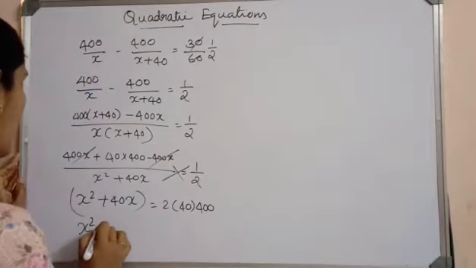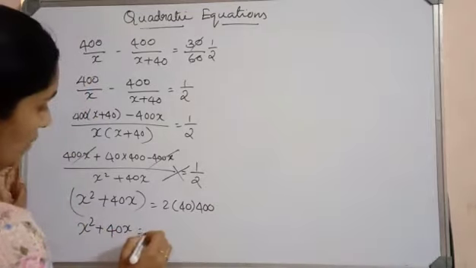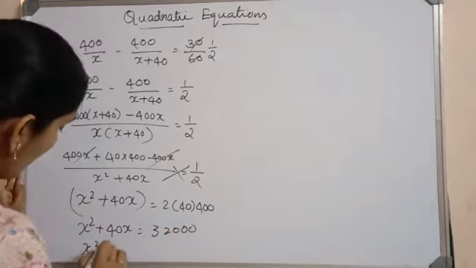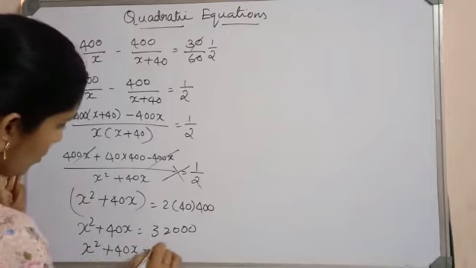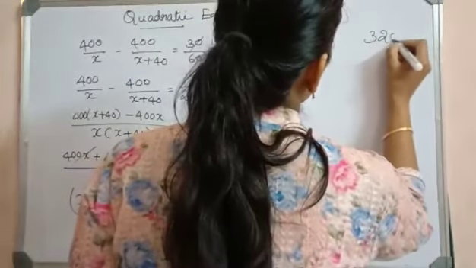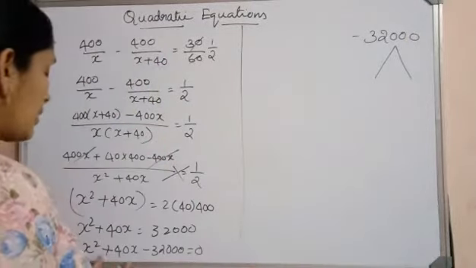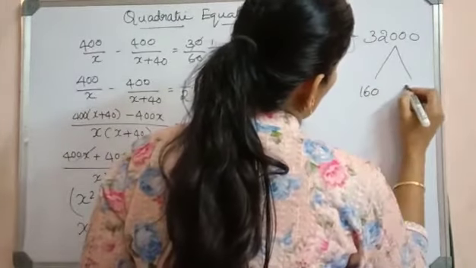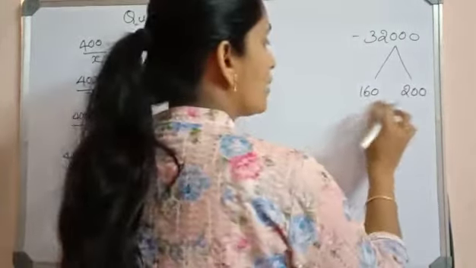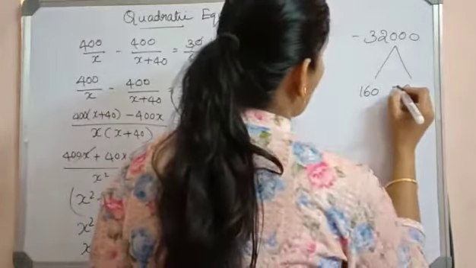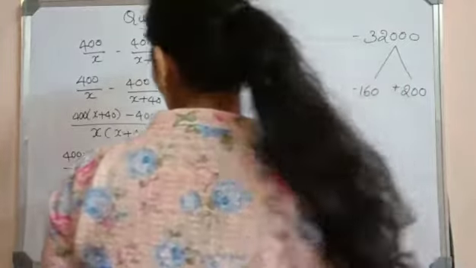That is the same as x square plus 40x is equal to 32,000, or x square plus 40x minus 32,000 is equal to 0. So 32,000 should be split into two terms, with the product minus 32,000, so that the difference is plus 40. We will get the two numbers as 160 and 200. The difference is 40 here. Since the sum is plus 40, the greater number is plus 200 and this is minus 160.